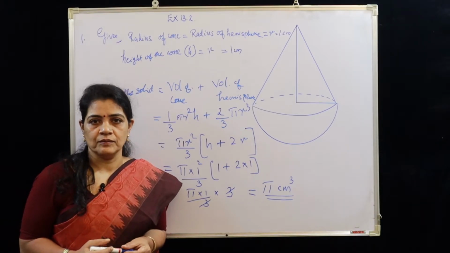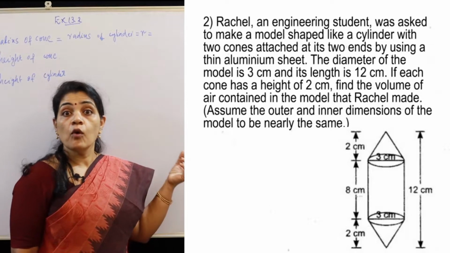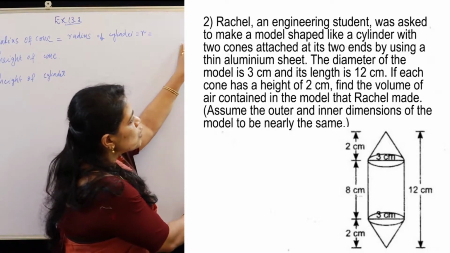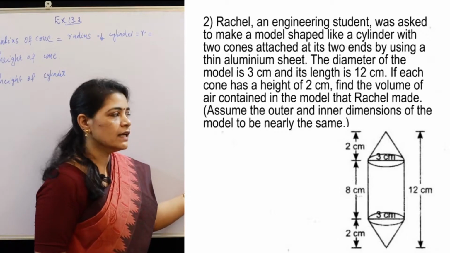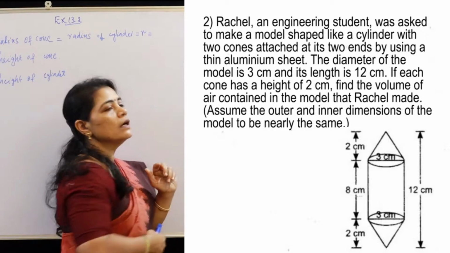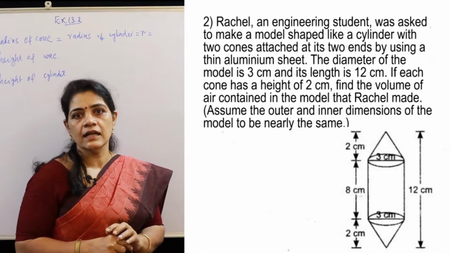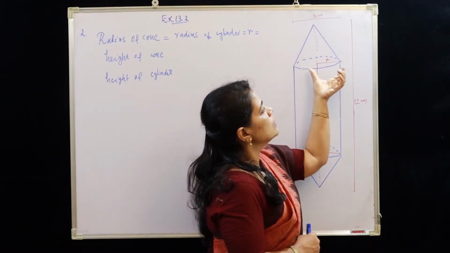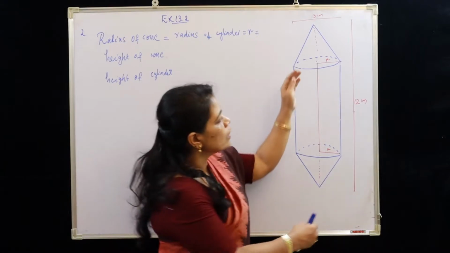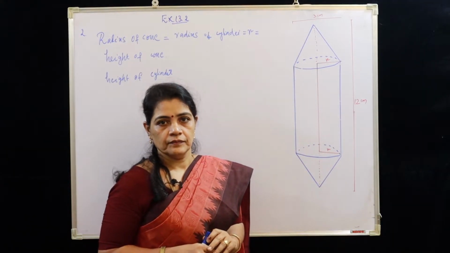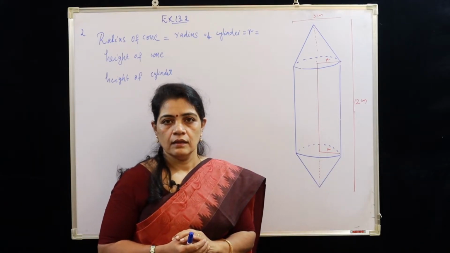This is all about the first problem. In the second problem, Rachel, an engineering student, was asked to make a model shaped like a cylinder with two cones attached at both ends. The radius of the cone is equal to the radius of the cylindrical portion, made with thin aluminium sheet, which means thickness is negligible. The diameter of the cone as well as the cylindrical part is given as 3 centimeter, and the total height of the model is 12 centimeter. We have to find the volume of air contained in the model. Question is clear, children?